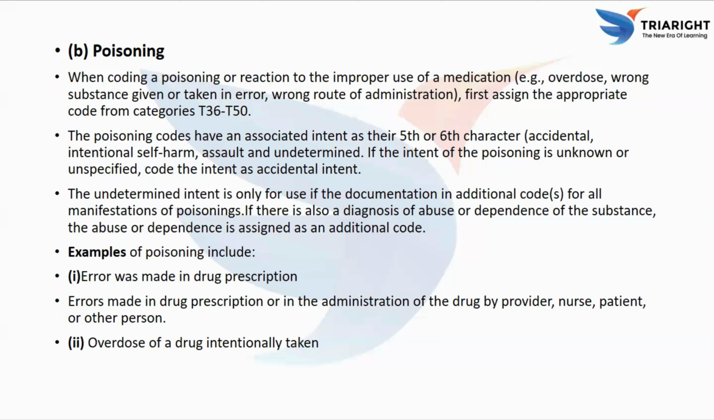The second example is errors in the administration. These are errors made by a doctor, nurse, patient as well as a caregiver. For example, a patient takes a double dose by mistake, or a nurse administers medication via a wrong route. So a poisoning code applies in this case. And third is intentional overdose.